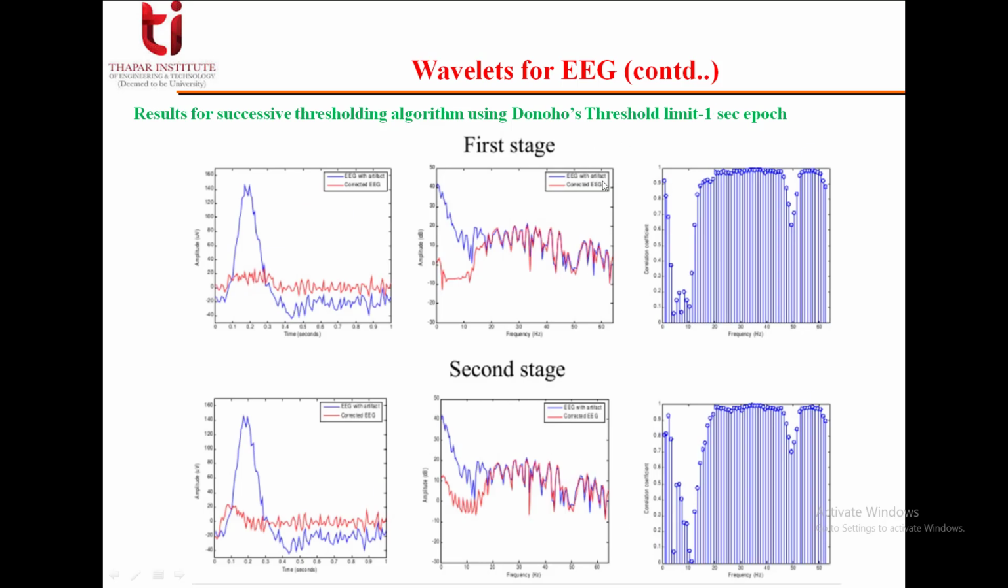Again, we can see the results corresponding to 1 second epochs. These figures represent the correlation coefficient between the EEG signal with the artifact and the concatenated EEG signals. Again, we are considering this for 1 second, first stage and second stage.